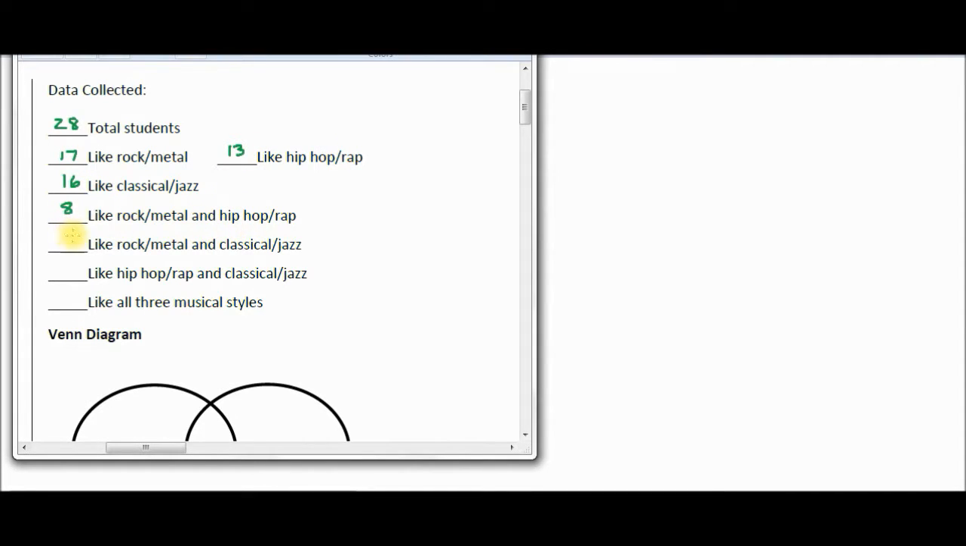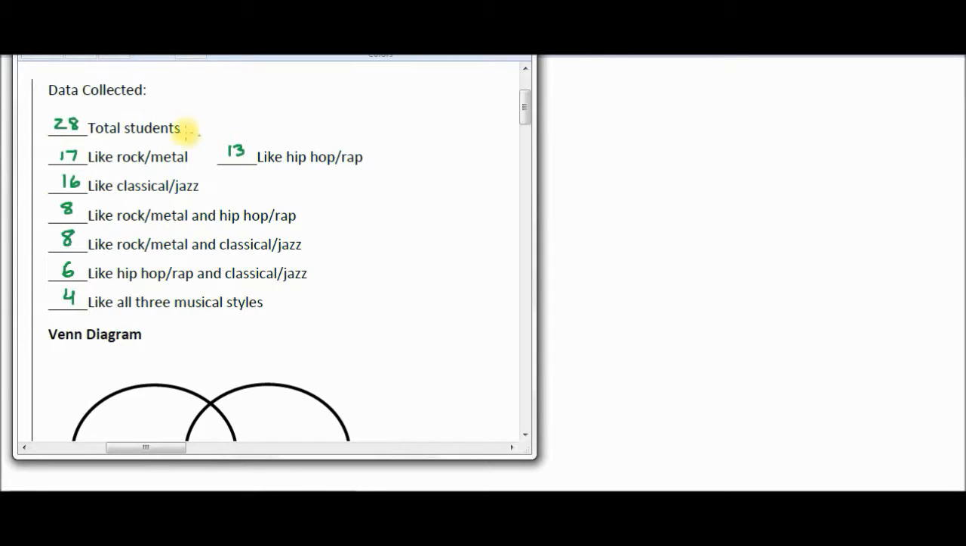And then, how many of you like rock metal and classical jazz? There were 8 of you that actually raised your hand that like both. That means you're in these categories. You were one of the 17 that liked rock and metal. You were one of the 16 that liked classical or jazz. And then how many of you like hip hop, rap, and classical jazz? Say 6 of you said, okay, I like both of those. And then we asked, all right, well, how many of you have a pretty open preference of types of music, and you actually like all 3 of those? And 4 of you raised your hand.